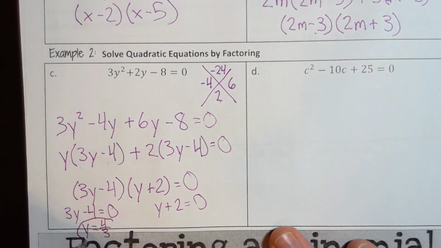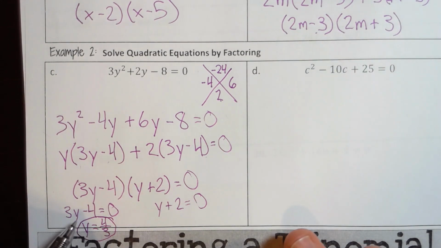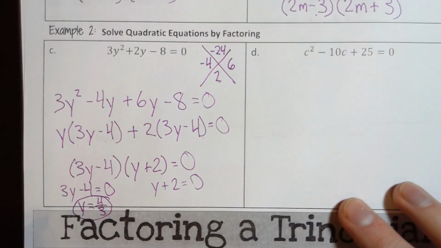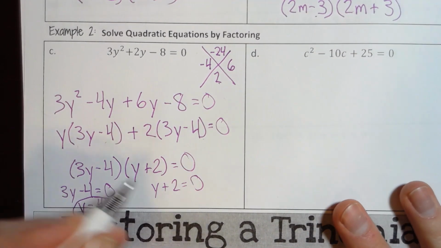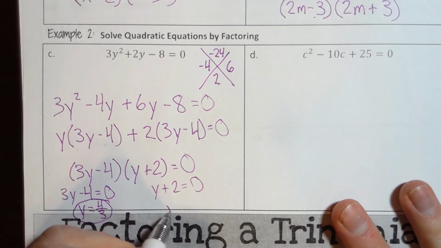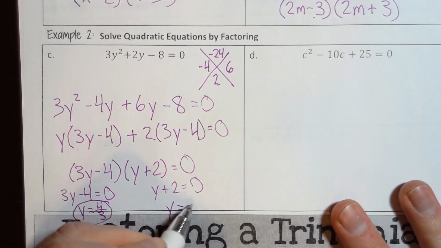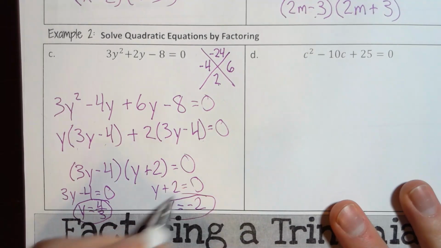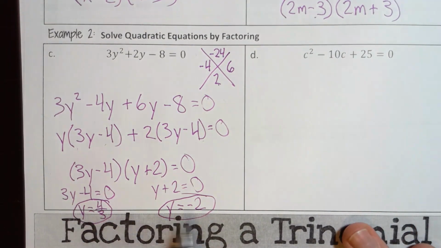Don't mess this step up, please. If you need to show adding 4 and dividing by 3 at this point to make sure you get it right, please do, because that's a shame to be able to do all this stuff and not get that right. And this is y equals negative 2. So I'm subtracting 2 from both sides. So there are my 2 answers.